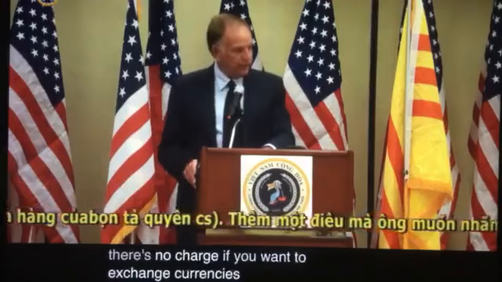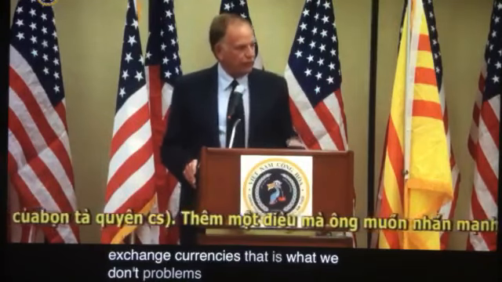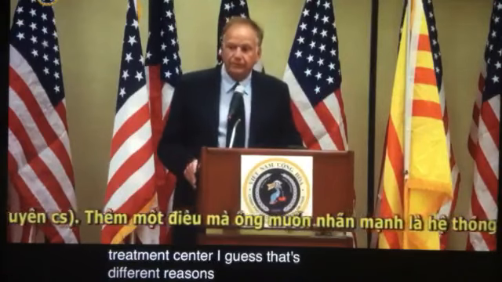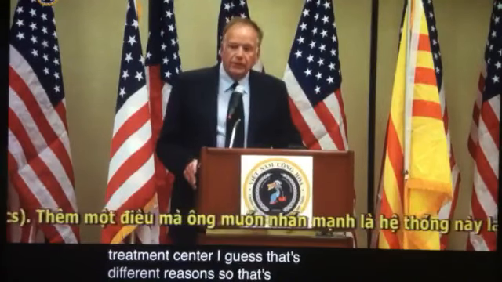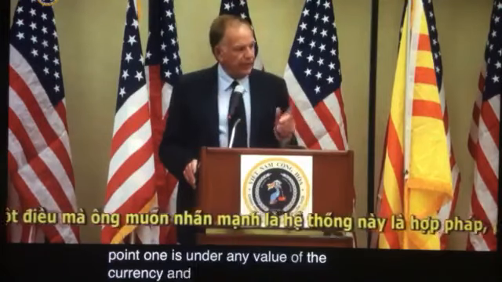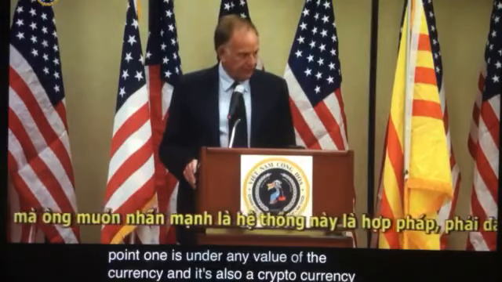If you wanted to exchange currencies, that is go from dong to pounds or dollars, there is a 3% charge. I guess that's just typically what it is for exchange rates. So that's the first point we want to make. It's underlying value of a currency, and it's also cryptocurrency.